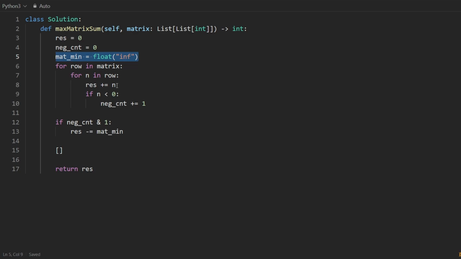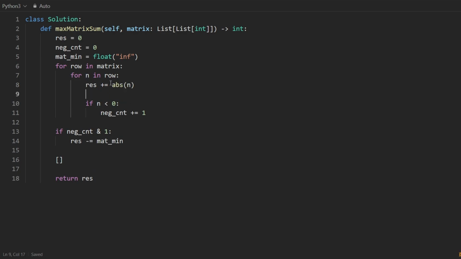That reminds me, when we're actually adding n to the result, it could be negative. So let's make sure we take the absolute value of this. Sorry, I'm a little tired. Let's also update the matrix minimum. So we always want it to be positive. Same thing here. We're going to try to minimize it with itself, which is matrix minimum, and the absolute value of n. Because when we subtract down here, we're going to assume that this is a positive value. We really care about the absolute values here only.